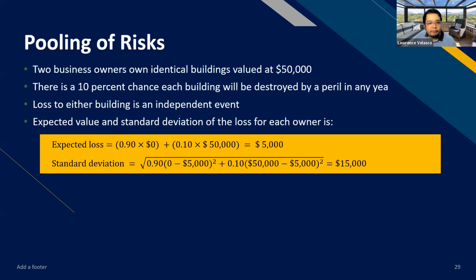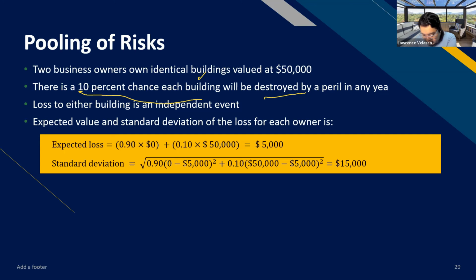Now, example of pooling of risks, for example, two business owners own identical buildings and they're both valued $50,000. Kung hindi sila magpo-pool ng risks, okay? And for example, 10%, there's a chance that the building will be destroyed in a peril, and therefore 90% is the chance that it will not be destroyed. Okay? So if hindi sila mag-insure or mag-pool ng kanilang risk, what is the expected loss?